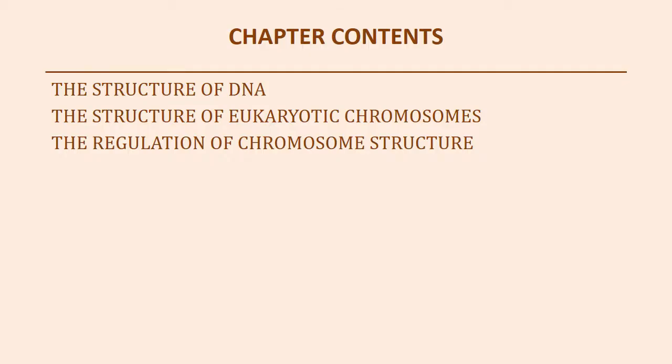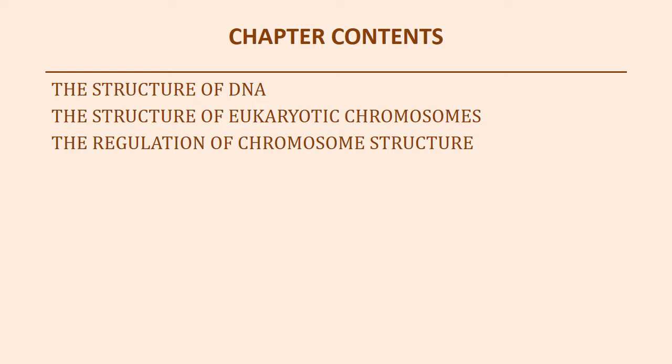Now, the content of the chapter is divided into three main sections. The first one is going to take a look at the overall structure of DNA. So this is when we're going to talk about the different nucleotide bases, the different types of bonds, the fact that it's a double helix. We're also going to talk a little bit, obviously, about its function.